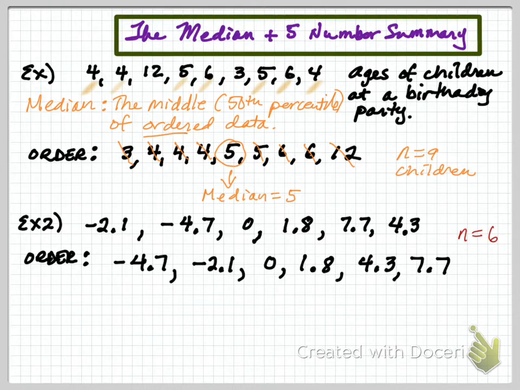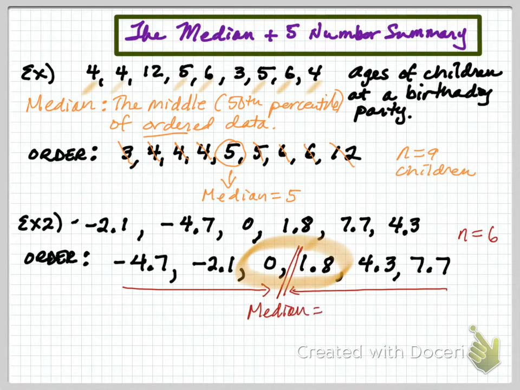So if we go 3 in and 3 in, we're not going to land on a value. We're going to land in between these 2 middle values, 0 and 1.8. And so if you don't land on a value, then you need to take the mean or the arithmetic average between those 2 values in the center, between 0 and 1.8. We average those 2 values together, and the median happens to be 0.9.